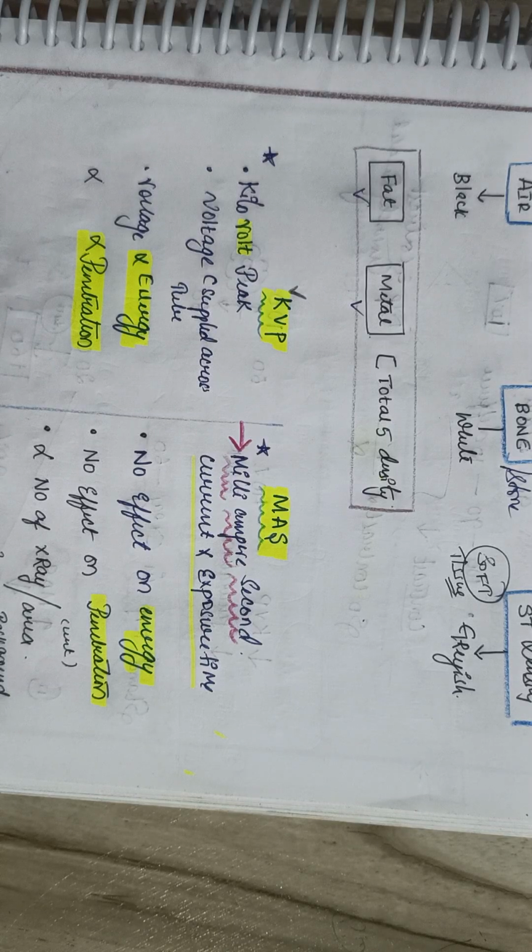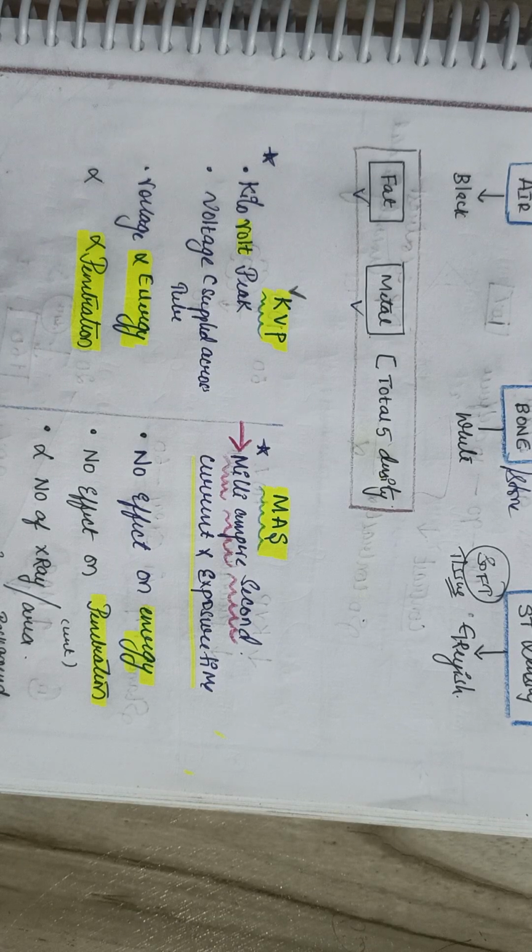Now the next important aspect, that is mAs, that is milliampere second. When I speak about the milliampere second, remember this, guys, it's very important to understand. What is milliampere second? It is the current into exposure time. So two points you are going to consider: the current and the exposure time.